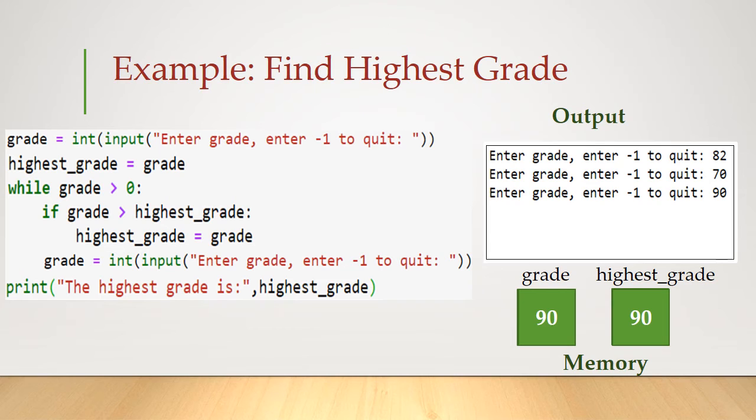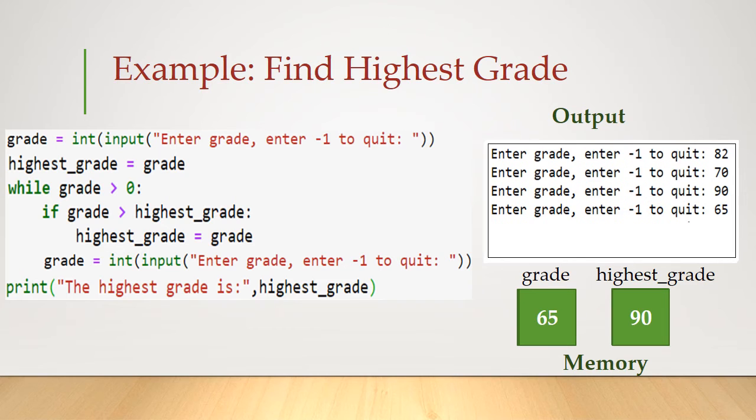Now we execute the statement under the if statement, which is asking the user for another grade. And in our example, the user enters a 65. Control of the program goes back up to the top of the while loop. 65 is greater than 0. We execute the body of the while loop. Grade greater than highest is false because 65 is not greater than 90. We go to the statement under the if statement, ask the user for another grade, and the user enters the grade -1.